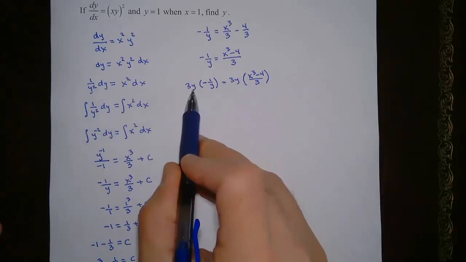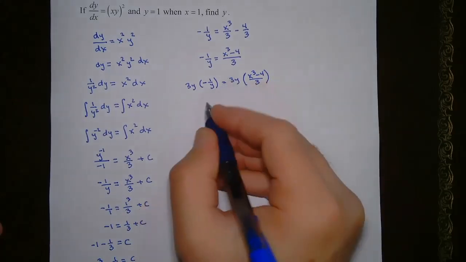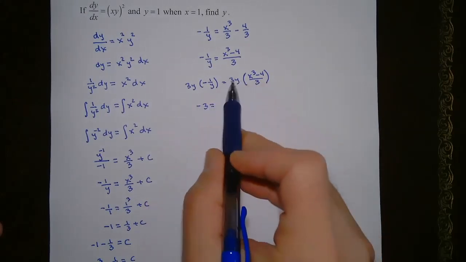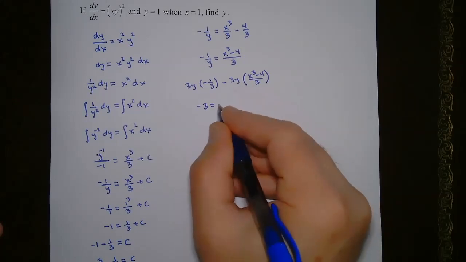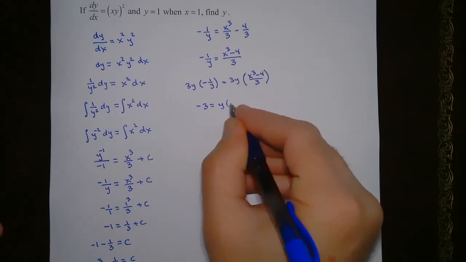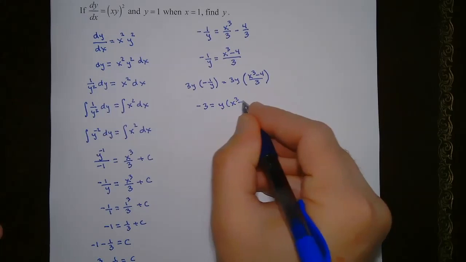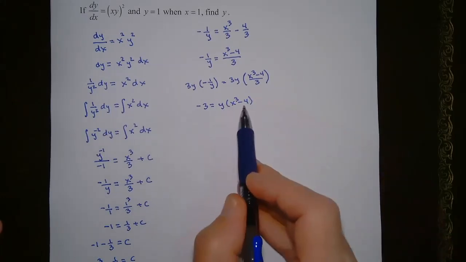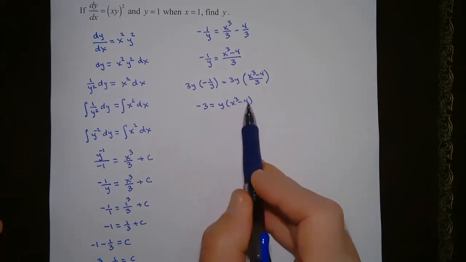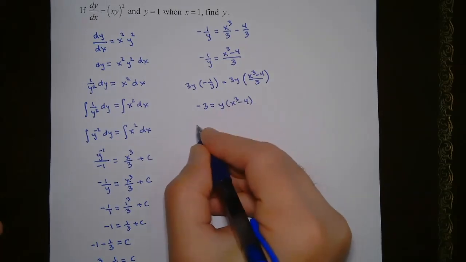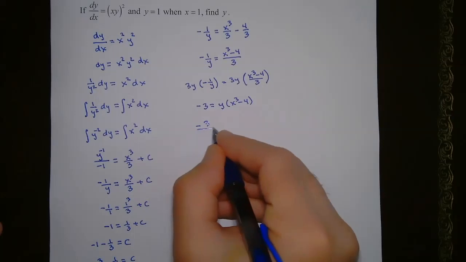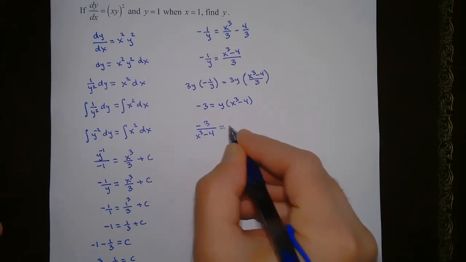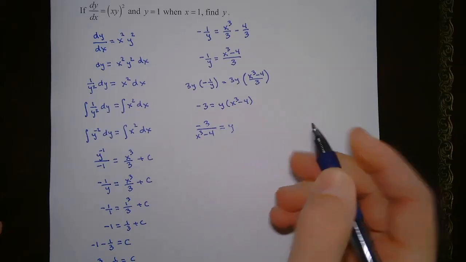Okay, so when I multiply, the y's are going to cancel, and you're left with -3 is equal to, and then over here, the 3's are going to cancel, and you're going to be left with y times x cubed minus 4. And now because we're multiplying y by x cubed minus 4, I can just divide by the x cubed minus 4, and that would give me -3 over x cubed minus 4, and that would equal my y value, okay?